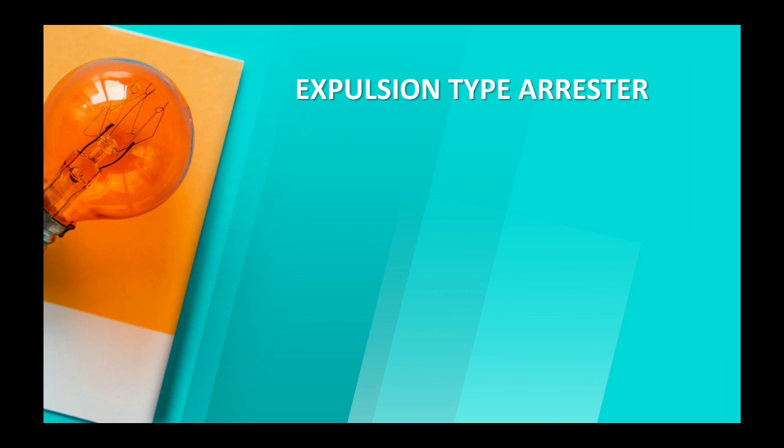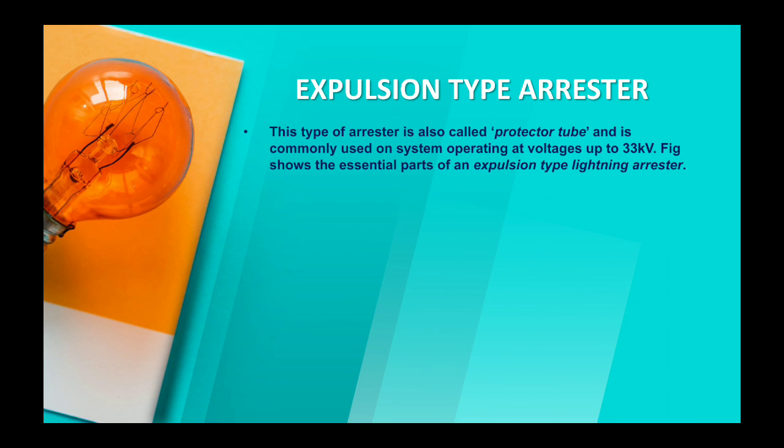Now, the next one is the expulsion type arrestor. This type of arrestor is also called a protector tube and is commonly used on systems operating at voltage up to 33 kV. So just like the multi-gap arrestor, it can be used up to 33 kV, so for medium to high voltage also. The figure in the next slide shows the essential parts of the expulsion type arrestor.